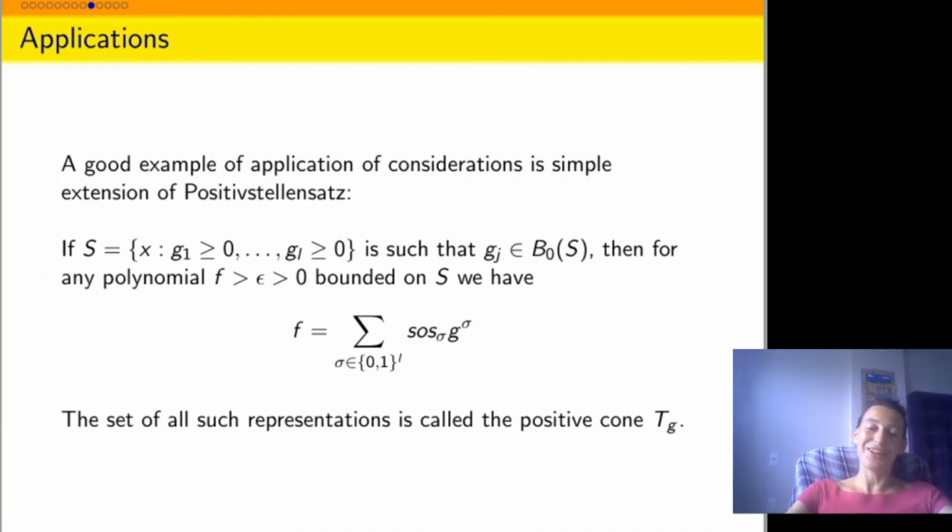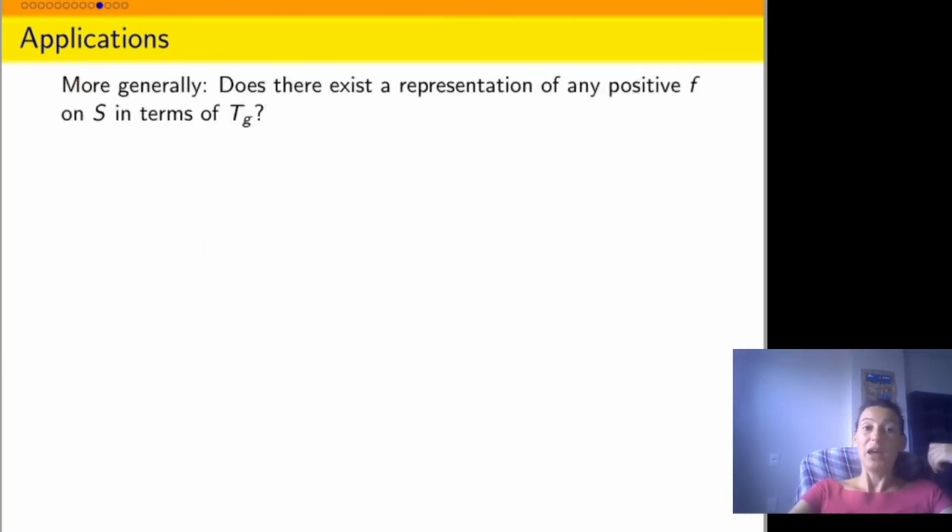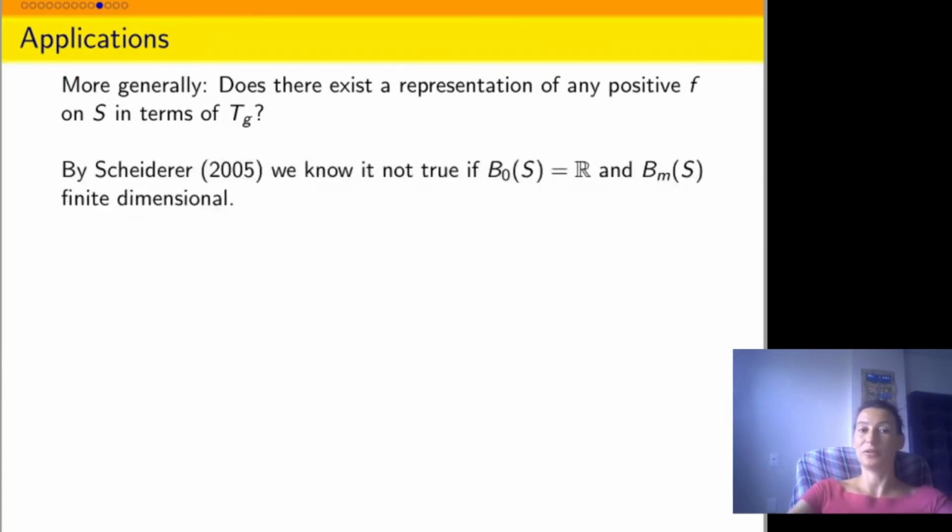But here, instead of having any positive polynomial, we need to have positive polynomials which are bounded on the set. And this is a nice substitution. More or less, the proof goes the same way as the original one. So more generally, if we have a positive cone TG, does there exist a representation of f positive on S in terms of TG?